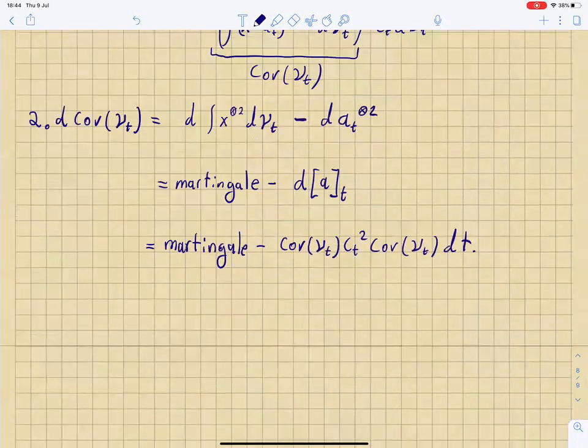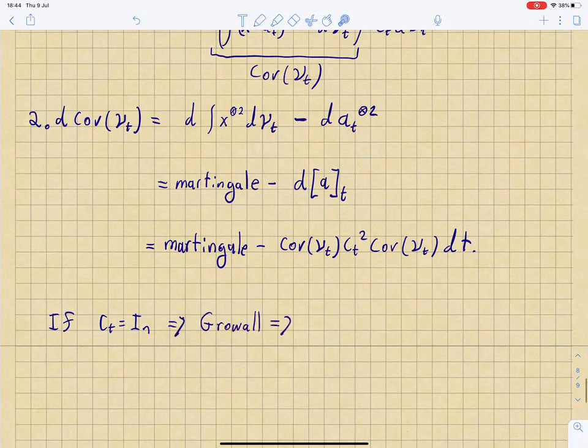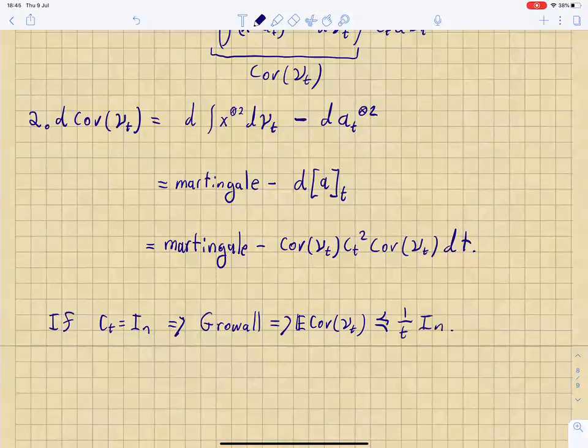And if C t is the identity, then by Grönwall's inequality applied to this differential we calculated, what we get is that the covariance of nu t, or at least the expected covariance of nu t, is always dominated by 1 over t times the identity. So no matter, you could have had very, very bad directions. Those bad directions are very quickly tamed. They become much better.